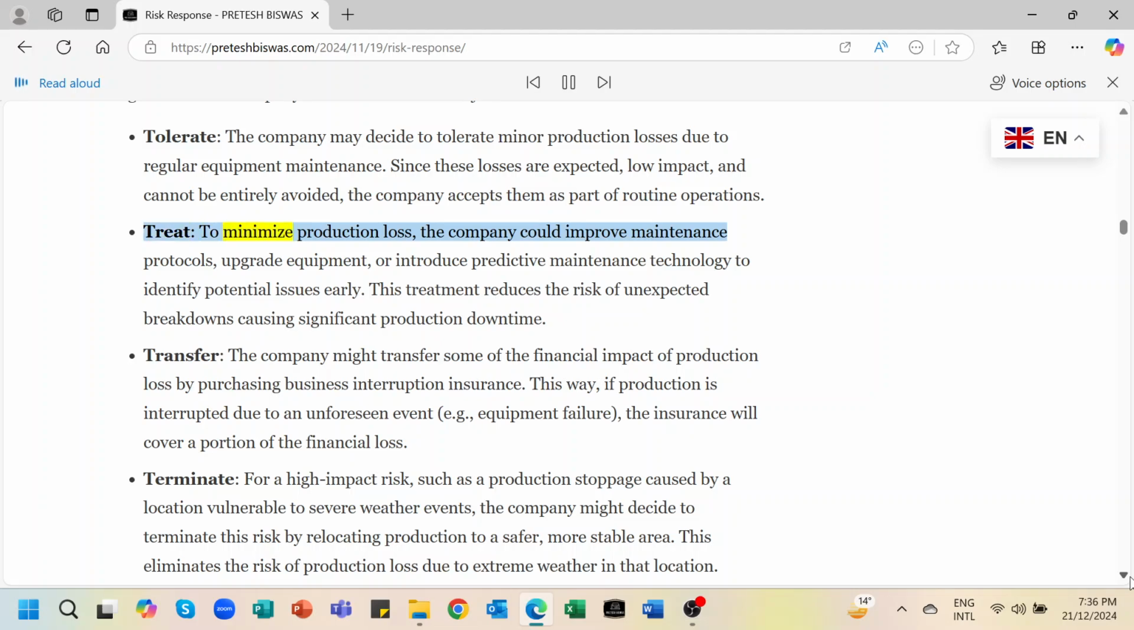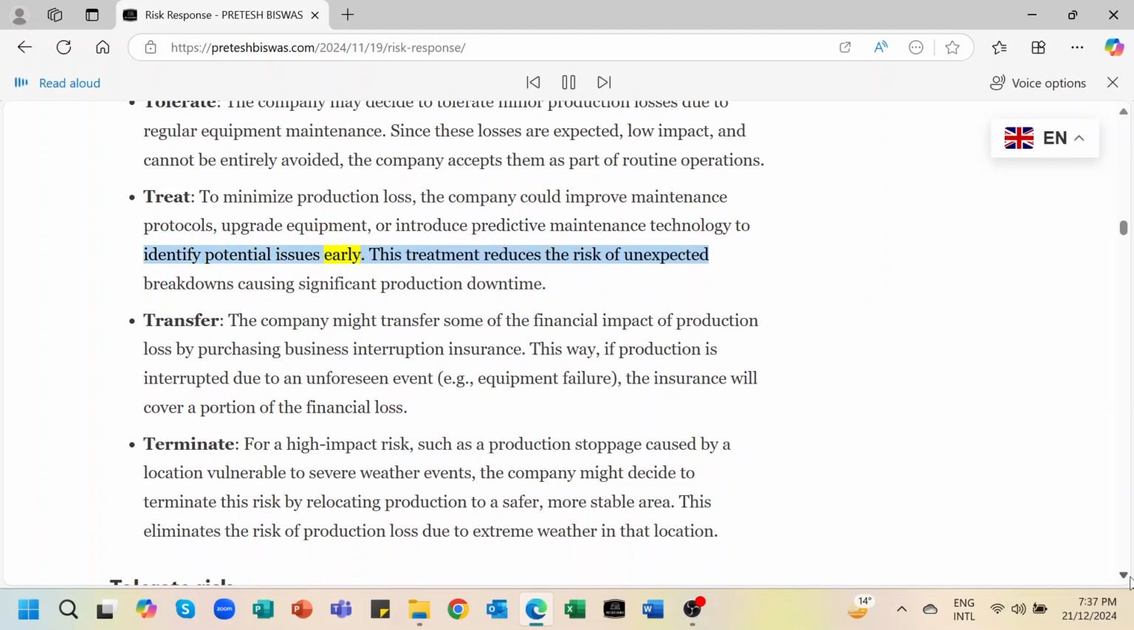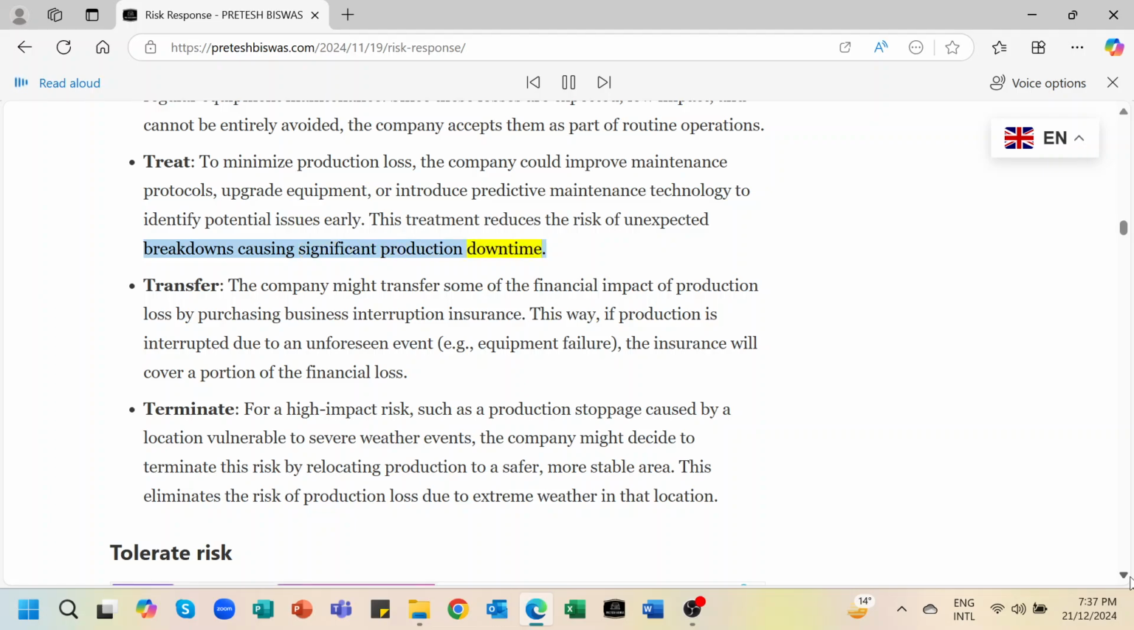Treat. To minimize production loss, the company could improve maintenance protocols, upgrade equipment, or introduce predictive maintenance technology to identify potential issues early. This treatment reduces the risk of unexpected breakdowns causing significant production downtime.